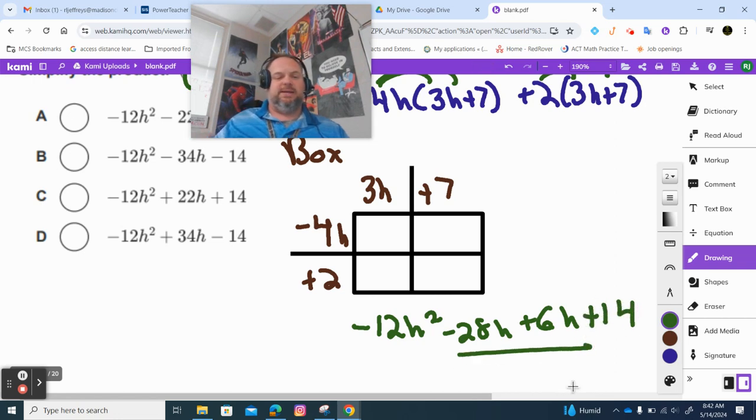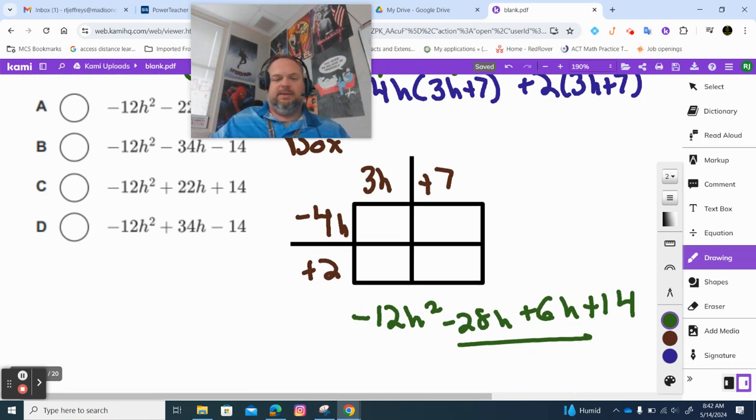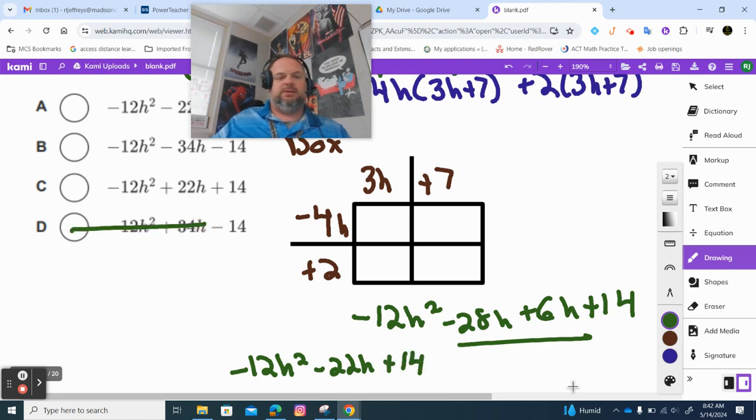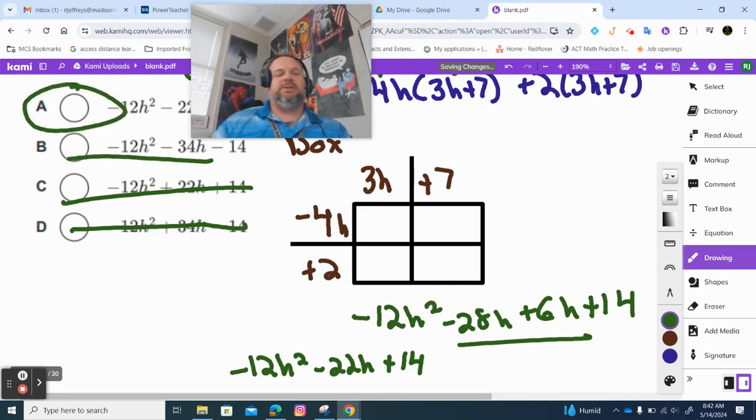These two combine. So we have negative 12h squared minus 22h plus 14. Not you, not you, not you. So it's got to be A. Also, little birdie told me something about this one too.